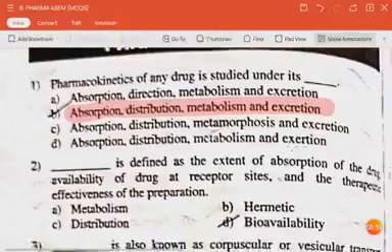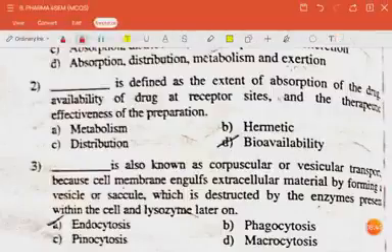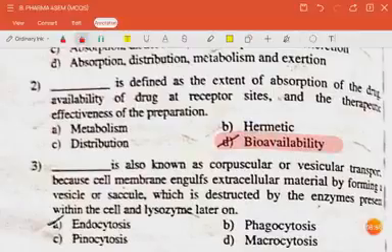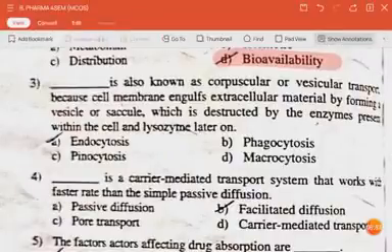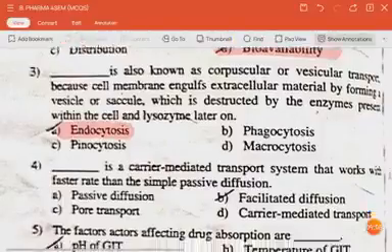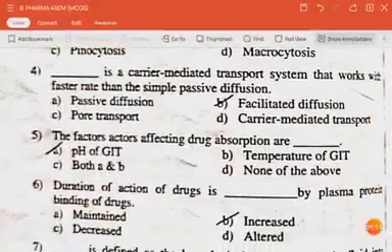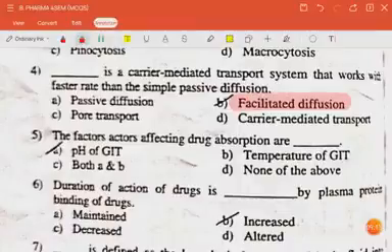The next question is, dash is defined as the extent of absorption of the drug, availability of drug at receptor sites and the therapeutic effectiveness of the preparation. The answer is bioavailability. The next question is, dash is also known as the corpuscular or vesicular transport because cell membrane engulfs extracellular material by forming a vesicle or saccule which is destroyed by the enzymes present within the cells and lysosomes later on. The answer is endocytosis. The next question is, dash is carrier mediated transport system that works with faster rate than simple passive diffusion. The answer is facilitated diffusion.